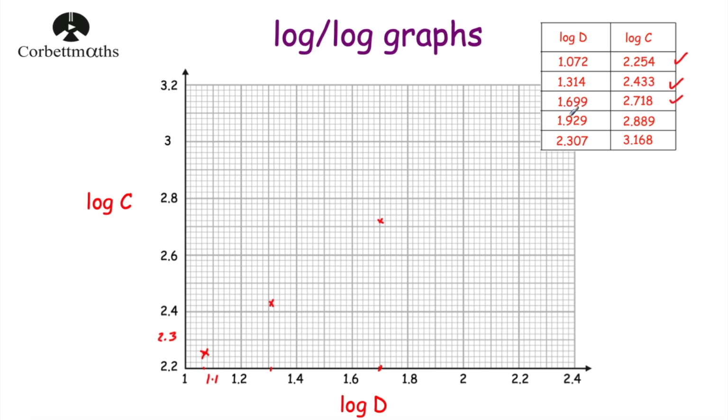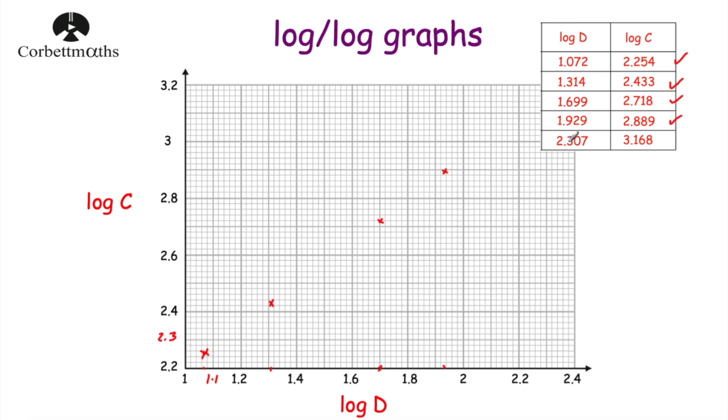Our next one, 1.93 and 2.89. So 1.9 will be there, 1.92, and 1.93 is in the middle there. And then in terms of the height, 2.89, so 2.8's here, then 2.82, 2.84, 2.86, 2.88, and 2.89 will be just before that one, so it's going to be there. So that's our next point, that one done.